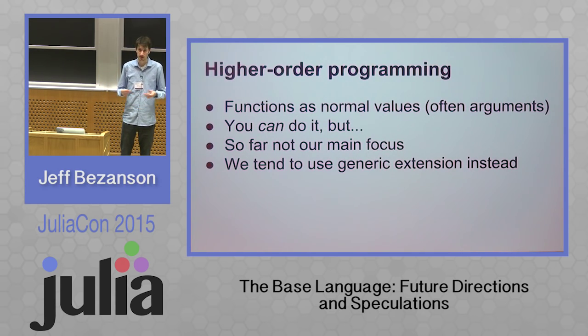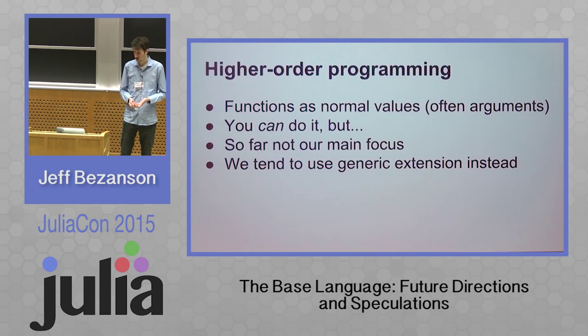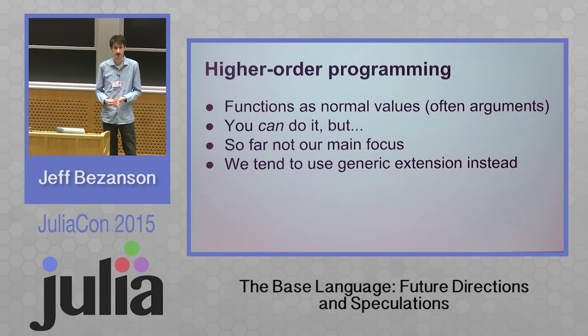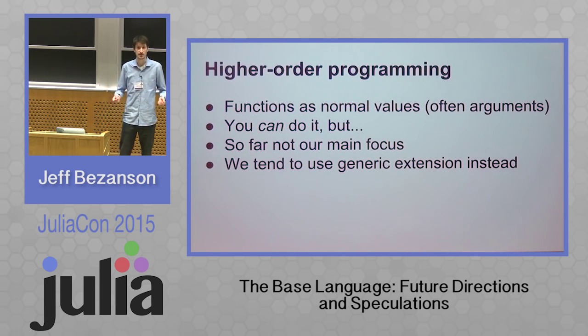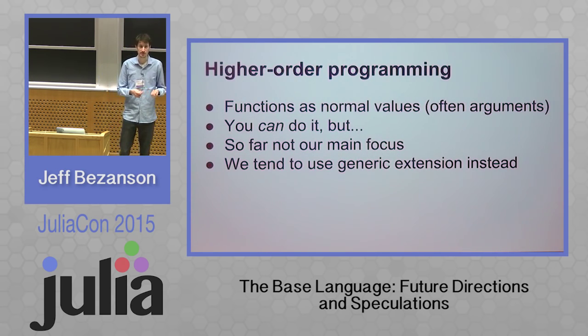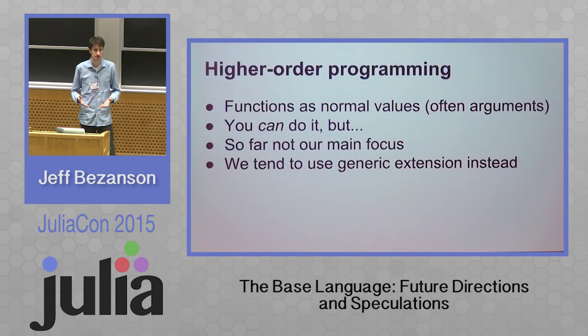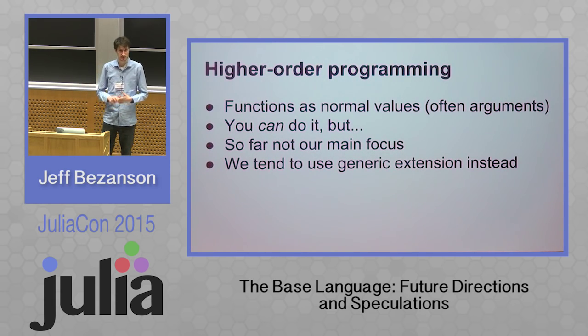If you look at our libraries, you can tell it's not primarily designed around that, because we tend to use method definition instead, which is kind of a similar form. If you make a new type and you define some method of it, other code can call that by calling your method. So it achieves something similar to passing a function, but it doesn't quite feel the same. It's not exactly the same, but it's close enough that we mostly get away with that. So there are lots of questions about how we can improve the state of higher order programming.